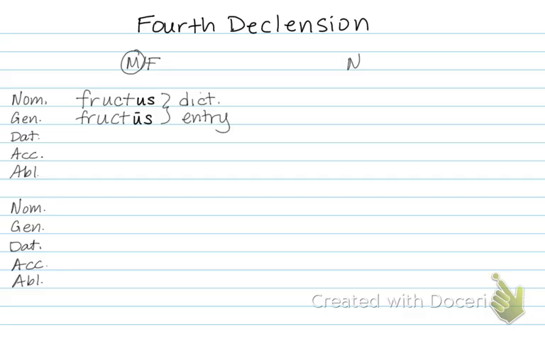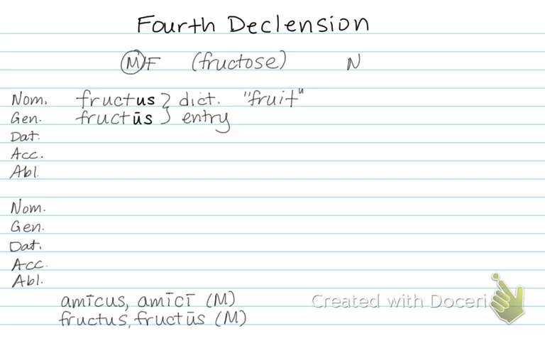The dictionary entry will show you the nominative and the genitive. The English meaning of this is fruit, but it gives us English words like fructose. You can distinguish the fourth declension from the second by looking at the genitive singular in the dictionary entry. So amicus, amici is second declension, but fructus, fructus is fourth declension.